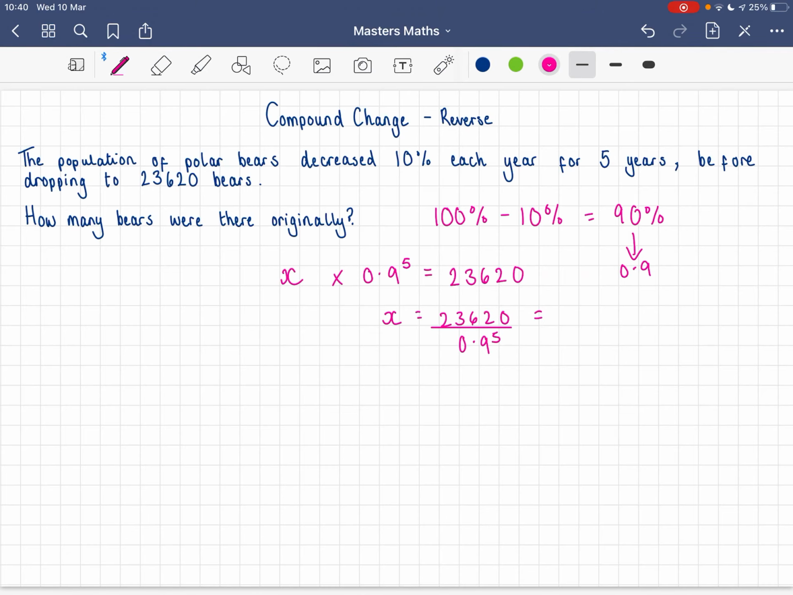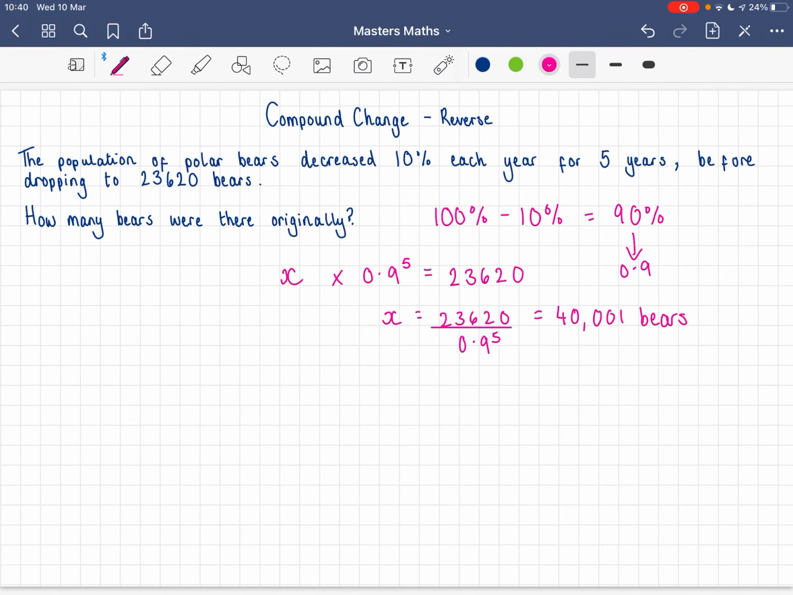When I type that into my calculator, I get 40,001 bears. That is a nice number, 40,001 bears. That's how many bears there were to start off with before they started decreasing by 10% each year. So I hope you got that right.